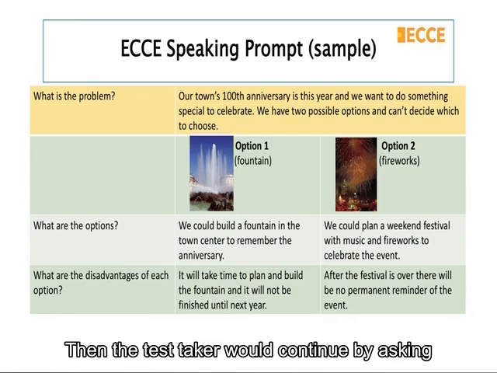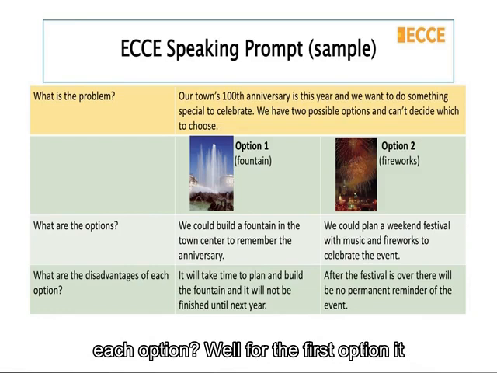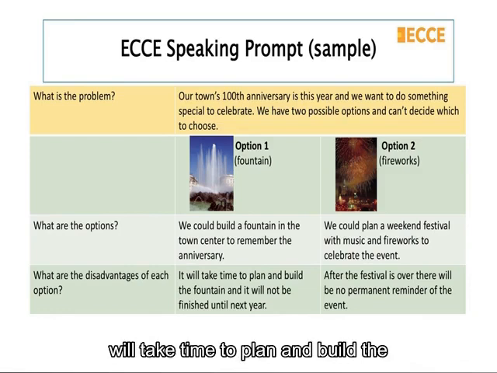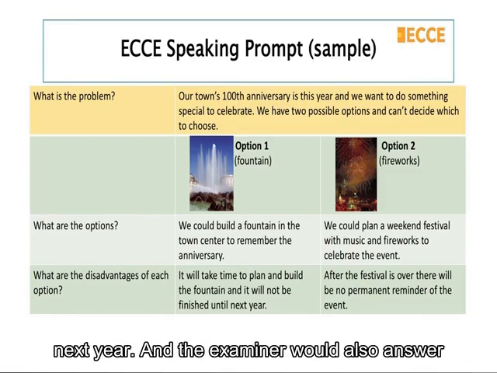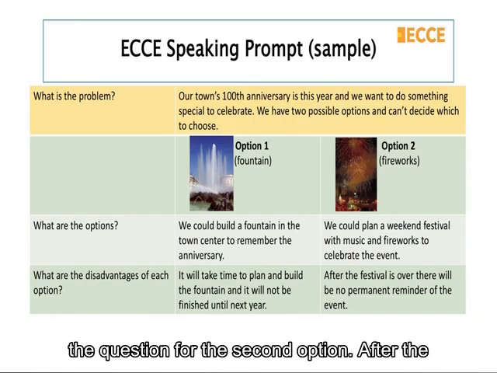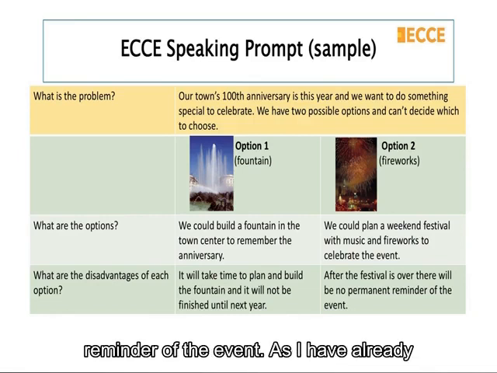Then the test taker would continue by asking the next question. What are the disadvantages of each option? Well, for the first option, it will take time to plan and build the fountain, and it will not be finished until next year. And the examiner would also answer the question for the second option. After the festival is over, there will be no permanent reminder of the event.